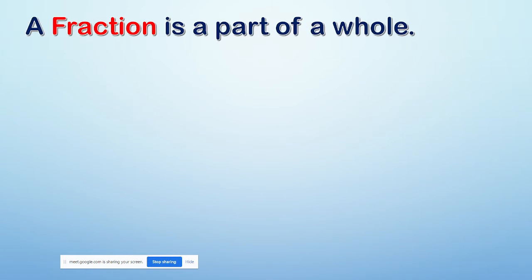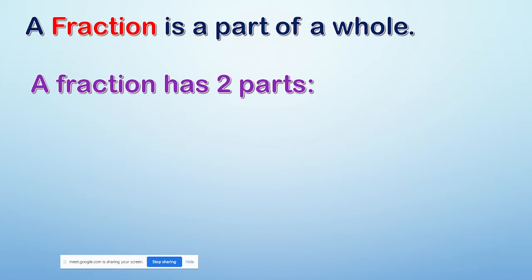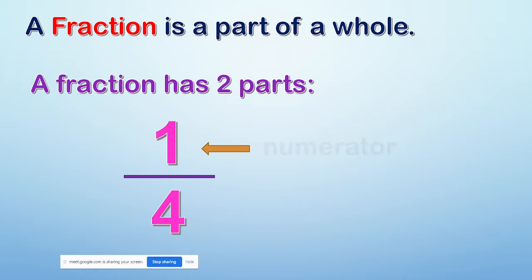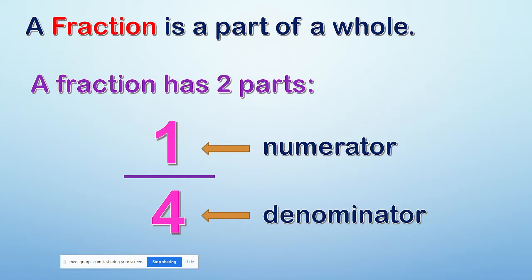Now, for the fraction, we already discussed that a fraction is a part of a whole. And a fraction has 2 parts. What are the 2 parts of a fraction? The number on top is called the numerator, yes. And the number at the bottom is called the denominator. Yes. The fraction also has a horizontal line.